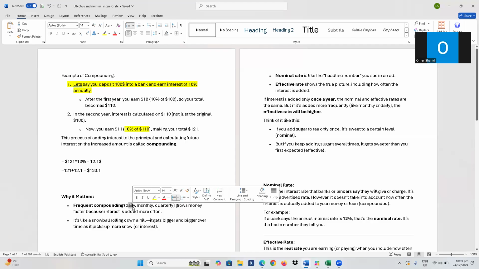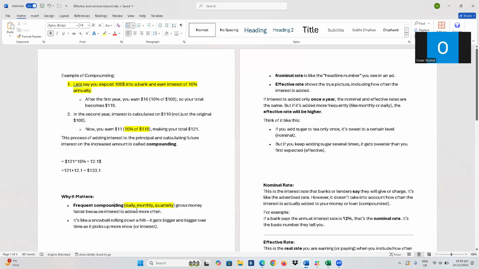Compounding can be done on a daily basis, monthly basis, or quarterly basis. Like in the above example, we are doing the compounding annually. But it can also be done on a daily basis, on a monthly basis, or on a quarterly basis.